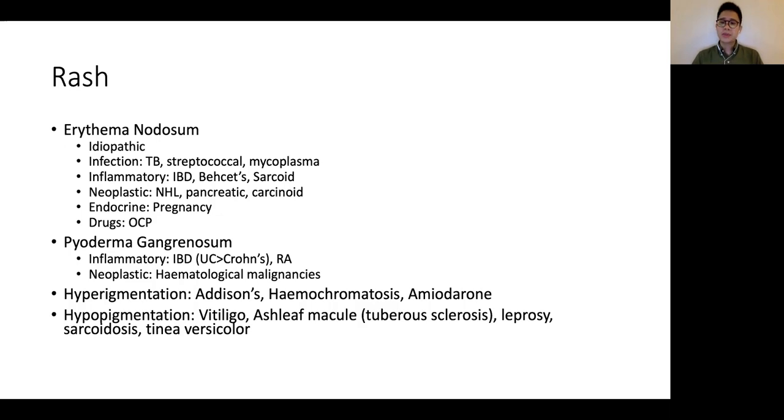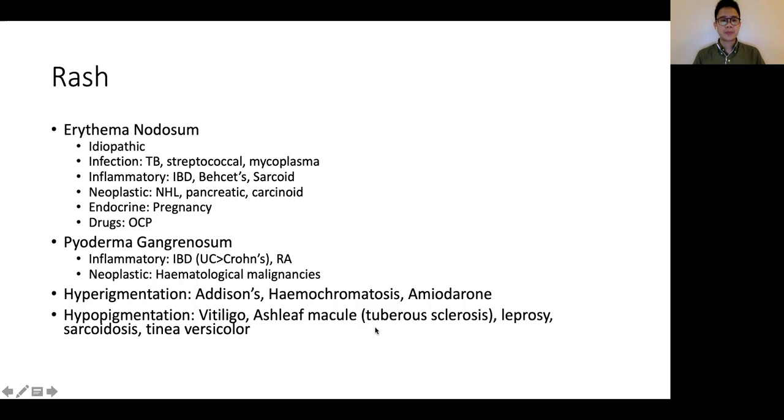Pyoderma gangrenosum is typically associated with IBD, where ulcerative colitis is more strongly associated than Crohn's. Other conditions like RA as well as hematological malignancies can cause pyoderma gangrenosum too. In a patient who complains of darkening of the skin, for the purposes of PACES, I think the two important conditions to think of would be Addison's disease as well as hemochromatosis, and rarely amiodarone, which typically causes a slate gray appearance. And hypopigmentation can occur due to vitiligo, ash leaf macules and tuberous sclerosis, leprosy, sarcoidosis, and tinea versicolor.